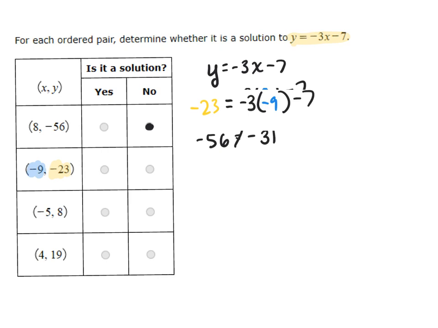Let's check the second coordinate. This time we're going to plug in or substitute in -9 for x and negative 23 for y. Again, these are not equal. So this is not a solution to the equation. See if you think this is going to be a solution or not.